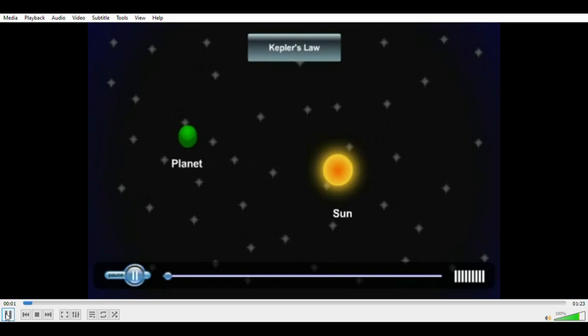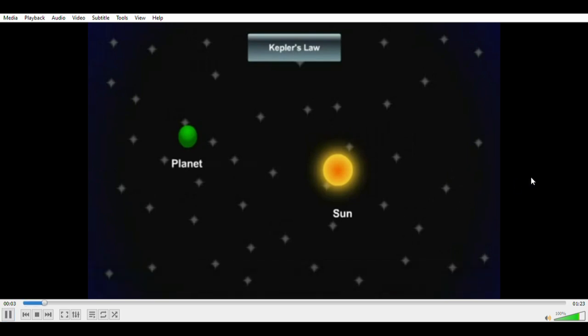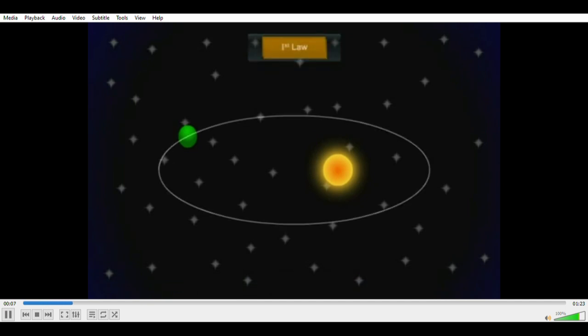Let's now try to understand Kepler's laws. He did a lot of good work. Now, according to Kepler's first law, all the planets revolve around the Sun in their respective elliptical orbits, and the Sun is one of the foci.